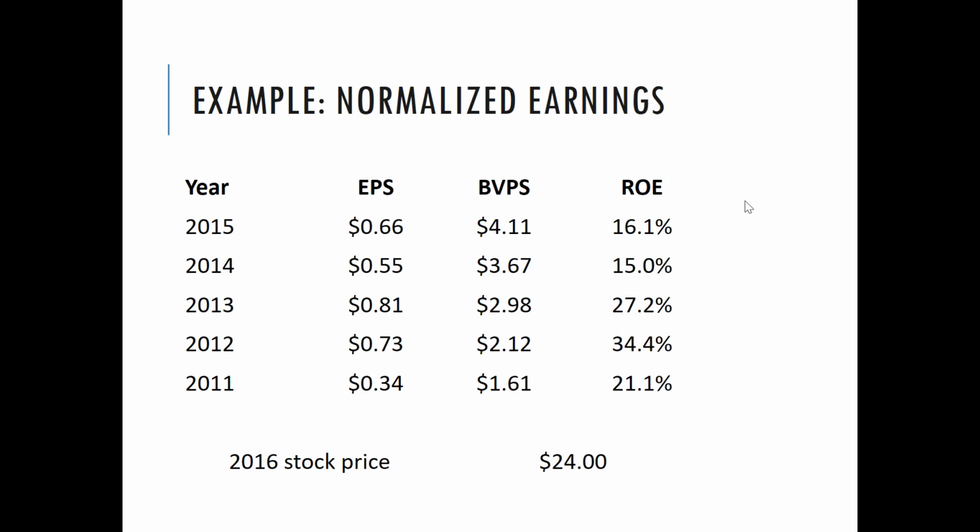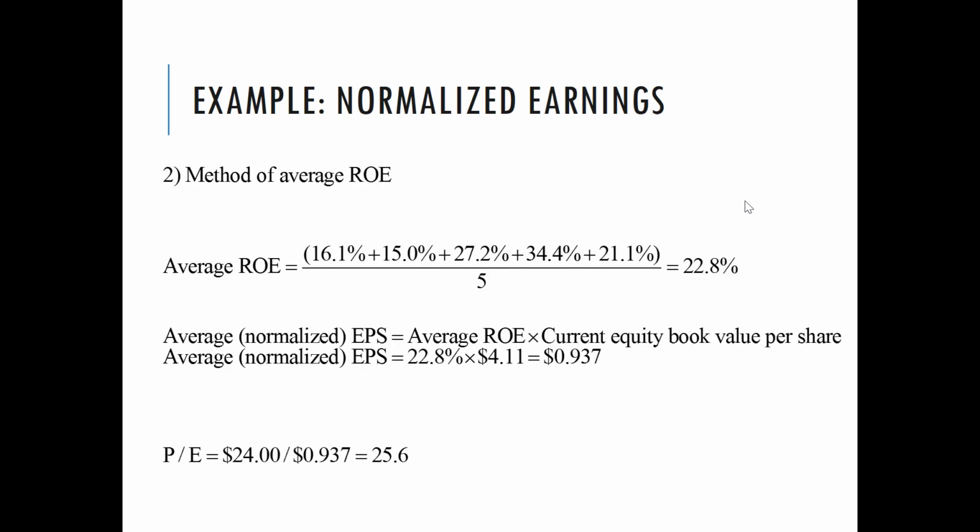So to solve for this, what you can do instead is to look at the return on equity instead. So basically you go back the past 5 years, you look at the average return on equity, you figure out what the percentages is, and in this particular case, the average return on equity is 22.8%, and you then multiply it by the current equity book value per share, which is $4.11. In which case, you get a normalized earnings per share of 0.937, which means the PE ratio in this case will be 25.6.